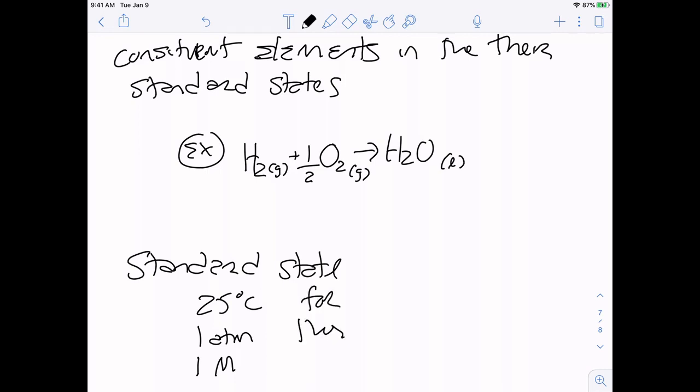Be careful, if you're talking about gases, we have a different set of conditions, right? STP for gases is actually 273 Kelvin, so 0 degrees Celsius. So this is for thermodynamics, which is different than for gases.